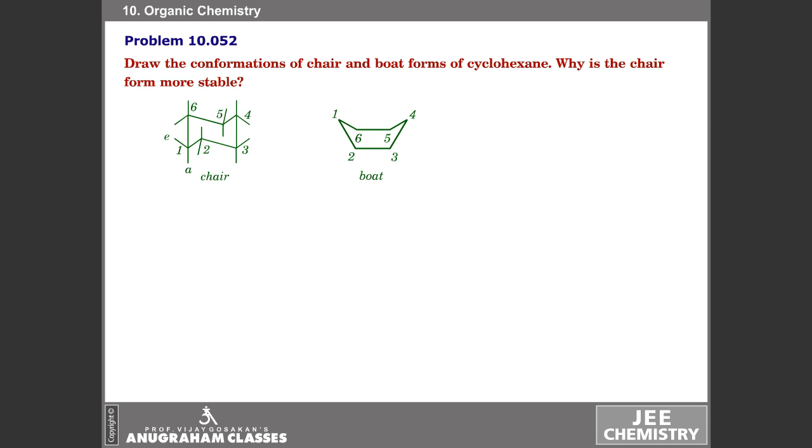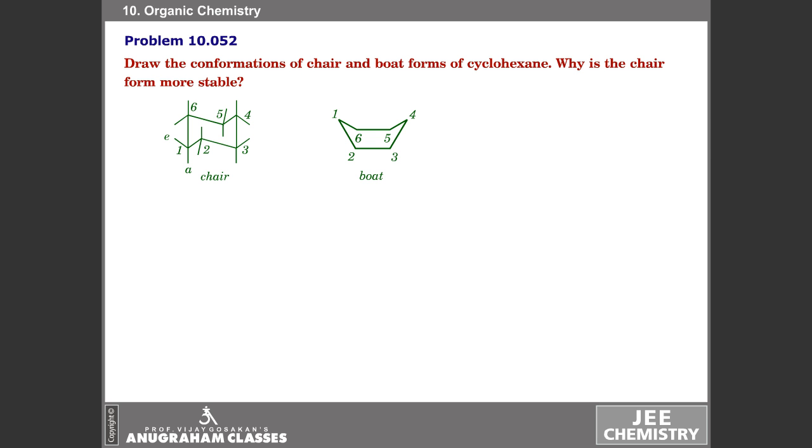In the chair form, we have marked the carbons as 1, 2, 3, 4, 5, 6, and we find 6 carbon-hydrogen bonds are vertical and the other 6 carbon-hydrogen bonds are almost horizontal. They are referred to as axial and equatorial bonds respectively. We are given A for axial and E for equatorial.